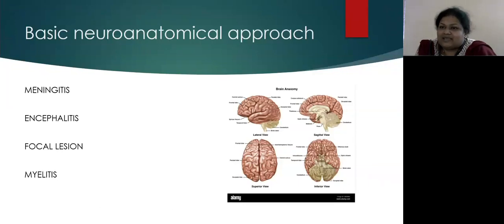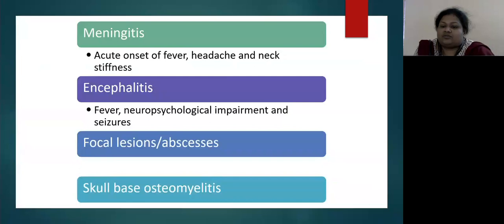We'll divide it as meningitis, encephalitis, focal lesions, and myelitis. I'd like to just concentrate on the common ones. So, what is meningitis? When you have fever, headache, and neck stiffness. When you have fever along with, okay, that's when focal lesions or abscesses should be suspected. And when people present with fever, with multiple cranial nerve palsies, that is when you suspect a skull-based osteomyelitis.